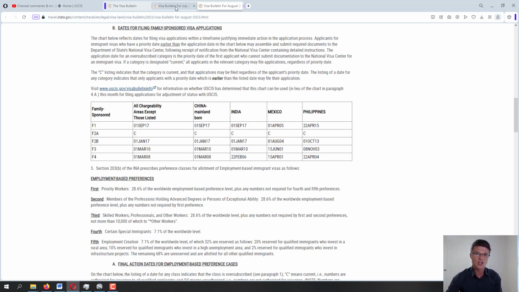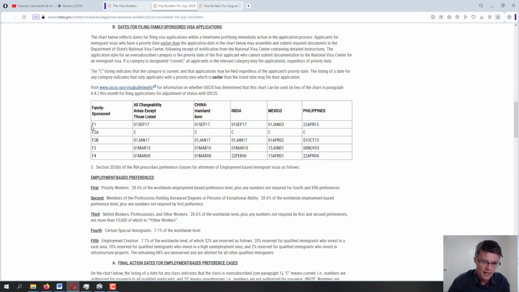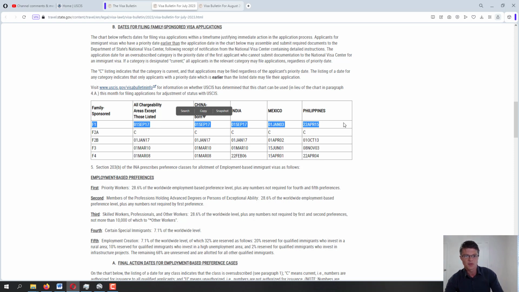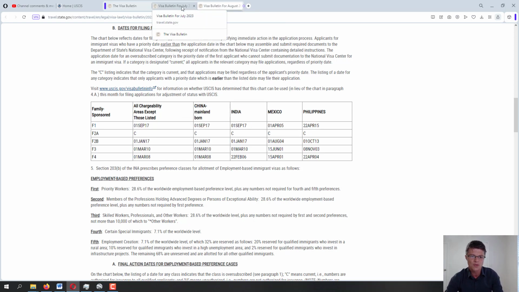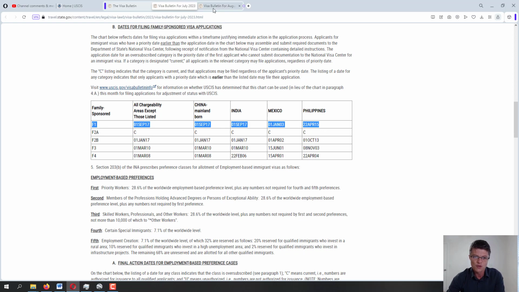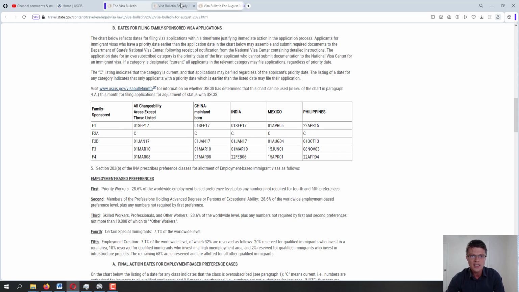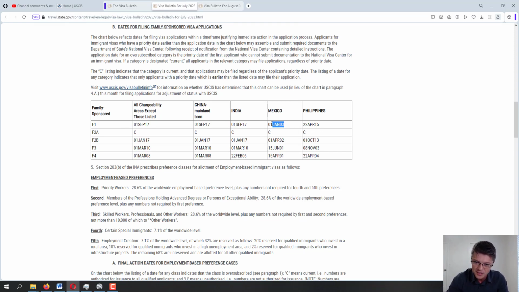So let's start with July 2023 Visa Bulletin. I did it the same way. This is July, this is August. So we're gonna highlight in chart B now, first family preference category, all chargeability area, September 1st, 2017, and in August we got no movement at all whatsoever. For China, no movement. For India, no movement. For Mexico, no move. Oh, actually, you know what? There is some movement here for Mexico. So looks like some positive movement for Mexico in F1.